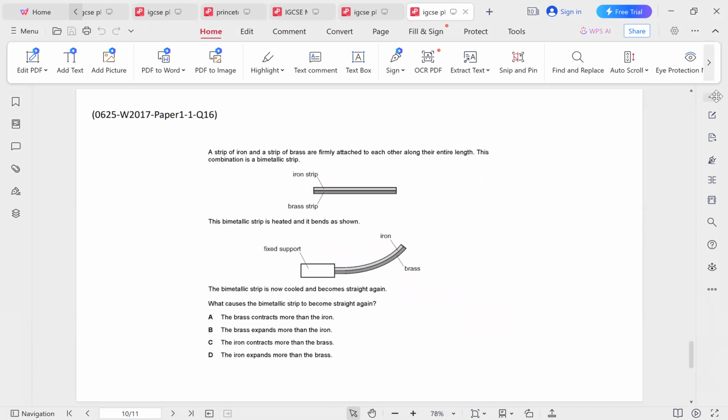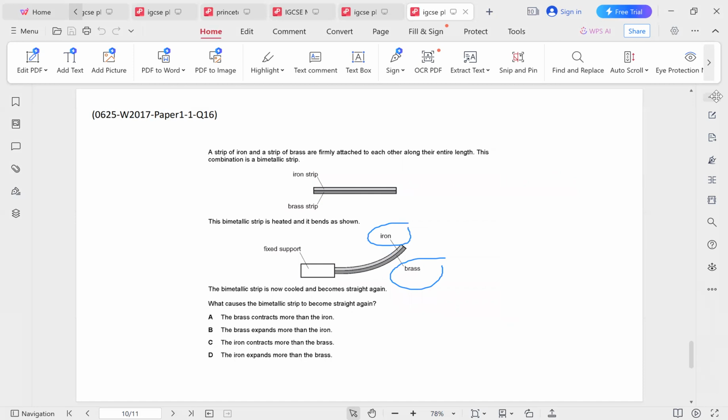A strip of iron and a strip of brass are firmly attached to each other along their entire length. This combination is a bimetallic strip. This bimetallic strip is heated and it bends as shown. The bimetallic strip is now cooled and becomes straight again. What causes the bimetallic strip to become straight again? So as we can tell from the drawing, the brass expanded more than the iron. And this happens when we heat the strip. So when we cool, what happens?